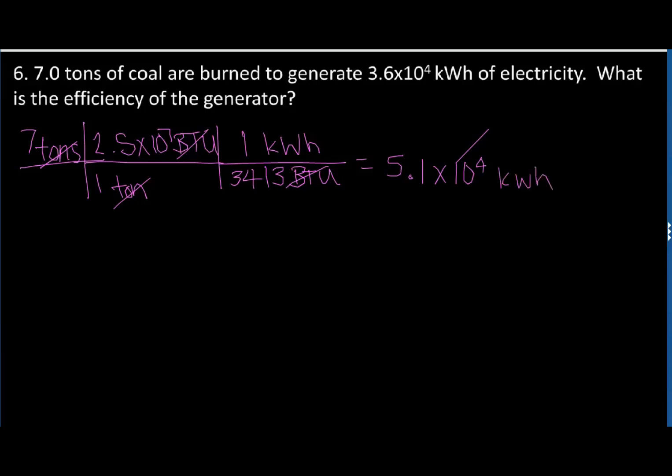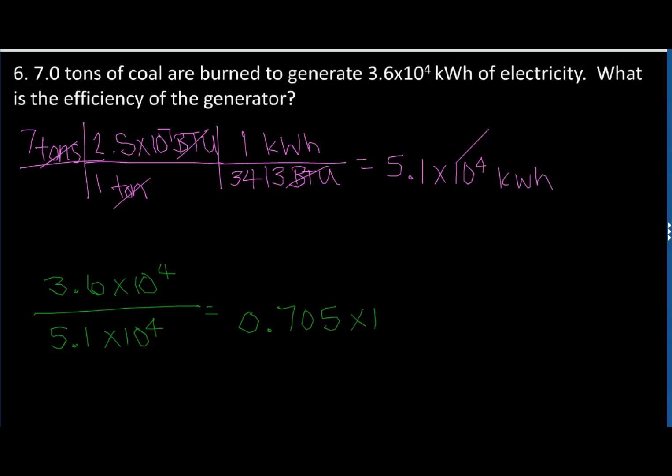And then we can take that and we can put the 3.6 on top of the 5.1. Remember, you're always going to put the bigger number on the bottom because you can't have a machine that's more than 100% efficient. Okay, so this is going to give us 0.705. We'll multiply that by 100, which is 70.5%. Okay.